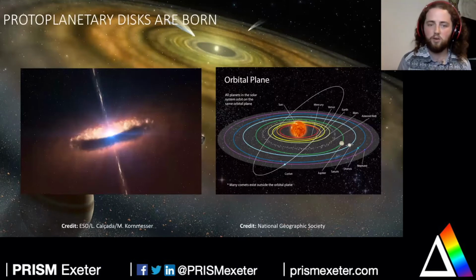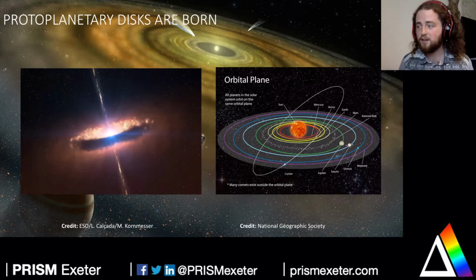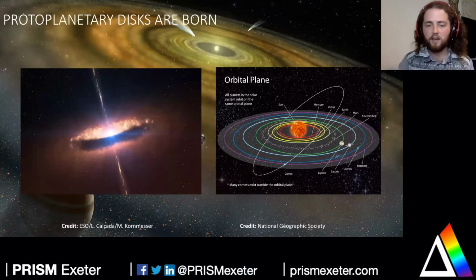And this is what we call a protoplanetary disk. It's this thin disk which explains what we see in the solar system. The diagram on the right is fairly representative. You can see that all the planets lie mostly in the same plane. There's no planet orbiting at 90 degrees like this comet is here. All the planets are in the same plane because they formed out of the same thin disk around the sun.